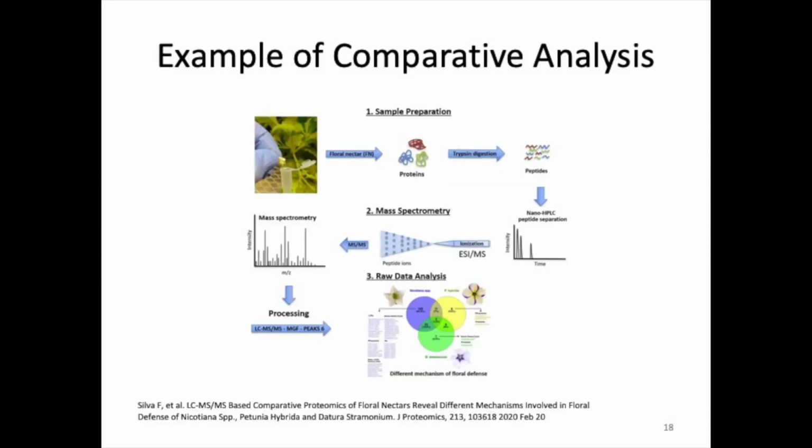Here is an example of a comparative analysis from a published paper. LC-MS-MS-based comparative proteomics of floral nectars. In brief, they extracted the floral nectar protein samples, did trypsin digestion, and put the resultant peptides into LC. LC does peptide separation, and then the peptides were input into a mass spectrometer for peptide sequencing. From the mass spectrometry raw data, we can get the identification and the quantification of the peptides and proteins. And they did bioinformatic analysis comparing multiple samples.